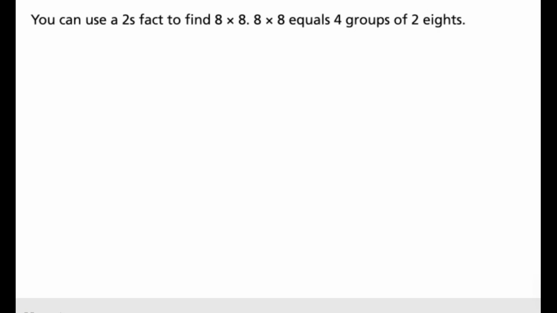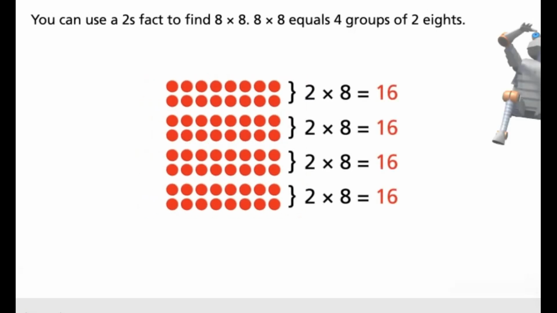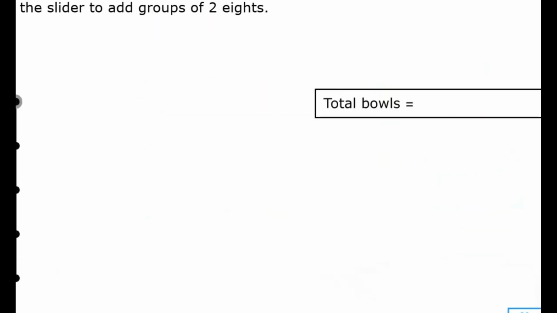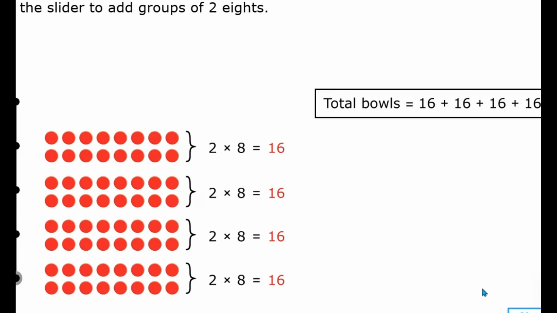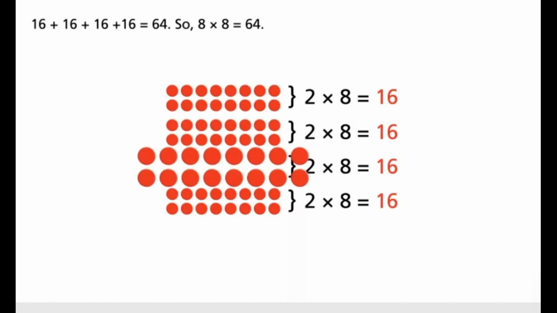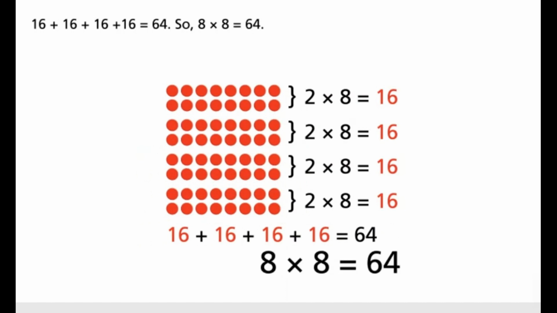You can use a 2's fact to find 8 times 8. 8 times 8 equals 4 groups of 2 8s. 16 plus 16 plus 16 plus 16 equals 64. So 8 times 8 equals 64.